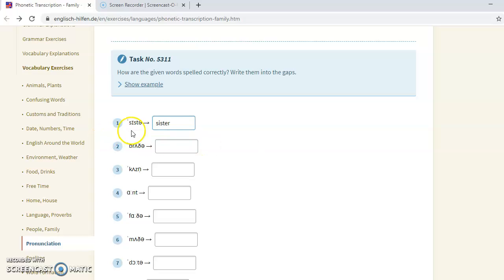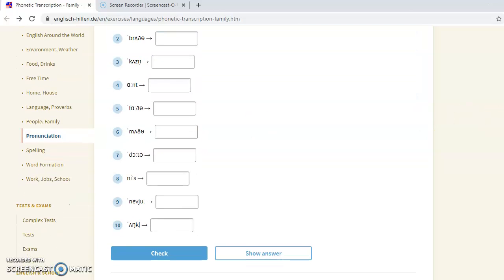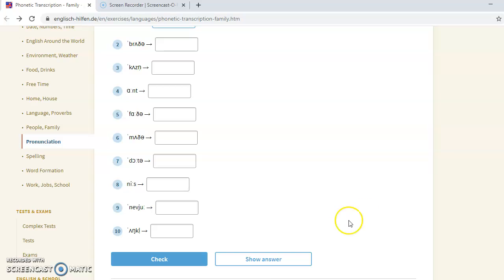Okay, for example, you are doing number 1, so try to read it by yourself. Try to read it aloud, as loud as possible. For example, you might say sister, and then you type the answer. How about number 2? Say the word loudly and then type the answer, until number 10. Right, so please do this exercise.